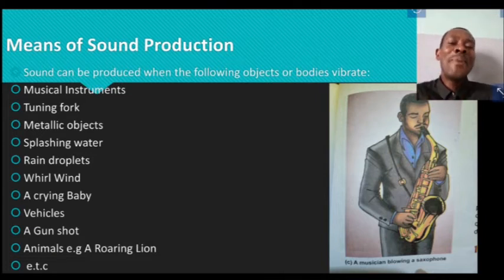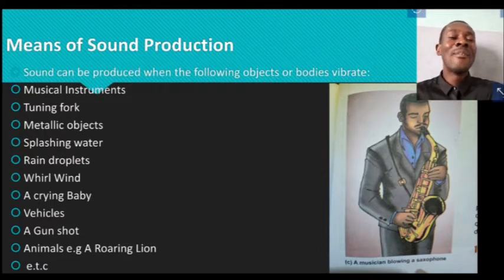Now, also a baby that is crying is also making sound. And I know that you are very much aware that when babies cry, they make very high pitch of sound. All right? So babies crying produces sound. And of course, from a human perspective, the vocal cord in our trachea helps to produce what? Sound when they vibrate.